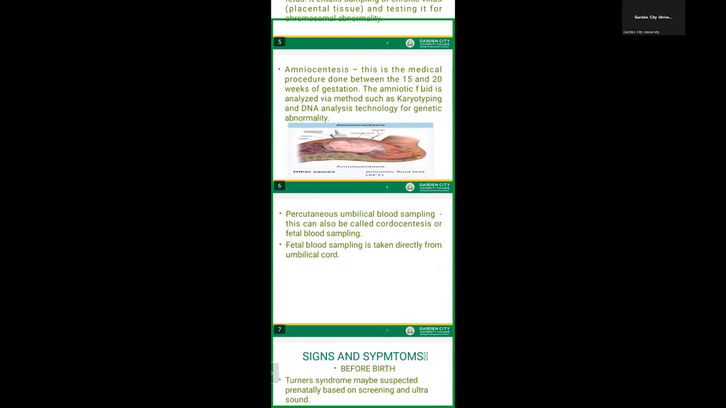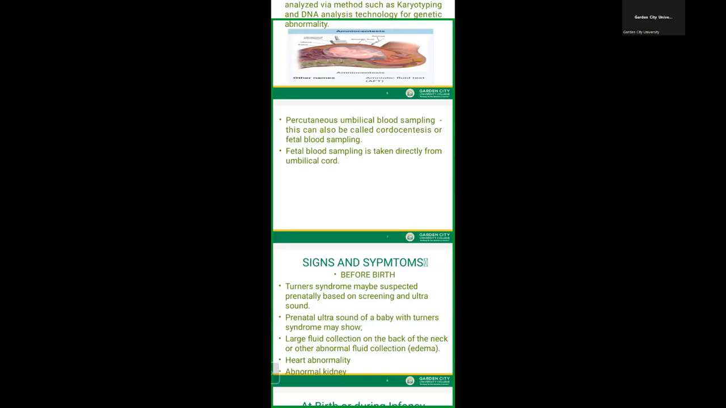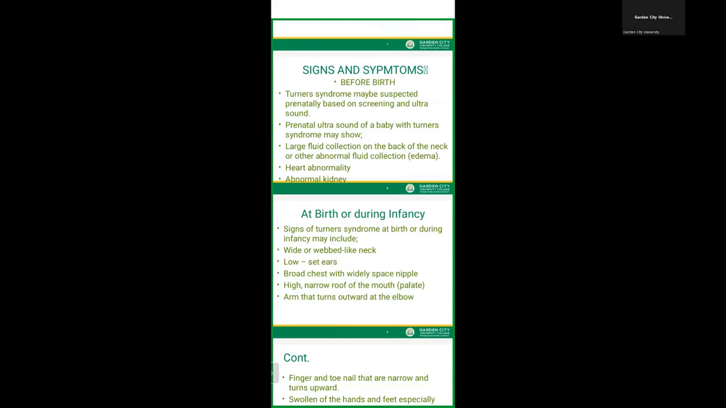Okay, so we have percutaneous umbilical blood sampling. This one can be called cordocentesis or fetal blood sampling. With this fetal blood sampling, blood is taken directly from the umbilical cord. So we come to the signs and symptoms before birth. Prenatally, Turner syndrome may be suspected on screening and ultrasound.